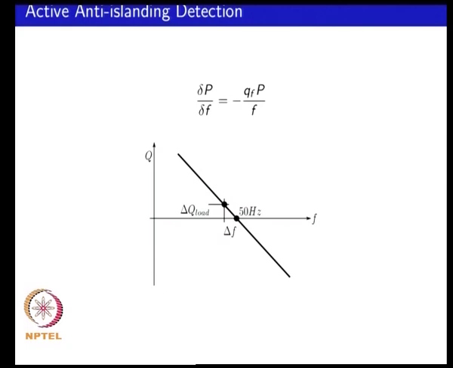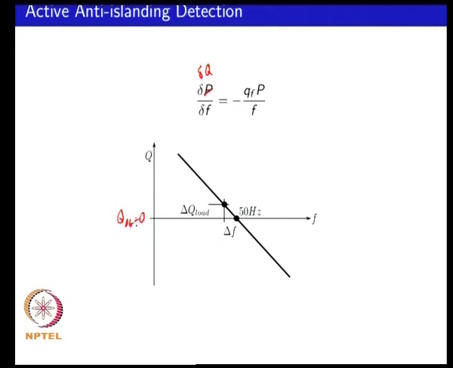This should be the relationship between reactive power, so this is Q, and frequency, related to your quality factor. At the nominal 50 hertz, the reactive power injected by the DG is 0.